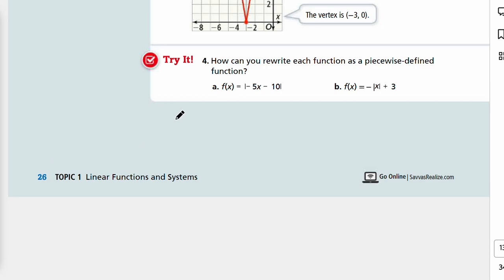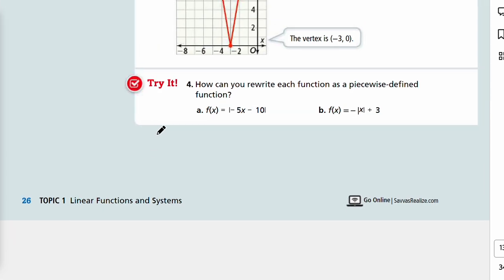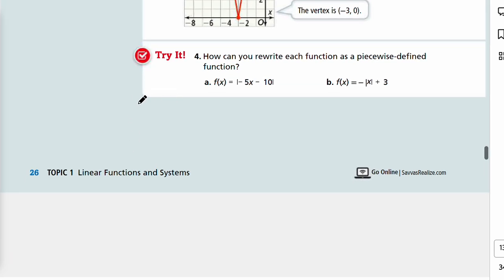Okay, are we ready to check answers? Let's look at the first one. Absolute value of negative 5x minus 10. So first, we want to find the zeros. That's step 1, right? Find the zeros of the function.